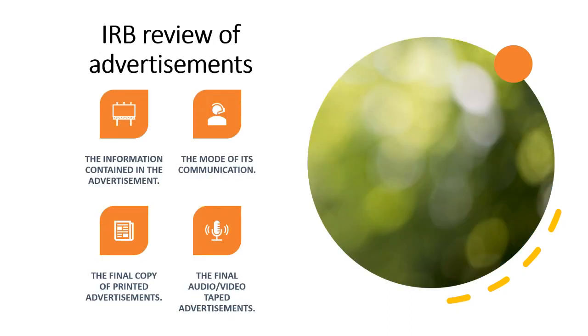So what are the types of information we review? The information is what is contained in the advertisement. When you want to post an advertisement, what is the information about? What is the mode of communication? And we have to review the final copy of the printed advertisements. And if there are audio or visual taped advertisements, we have to review them as well.